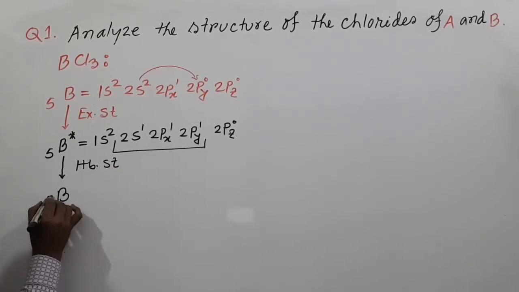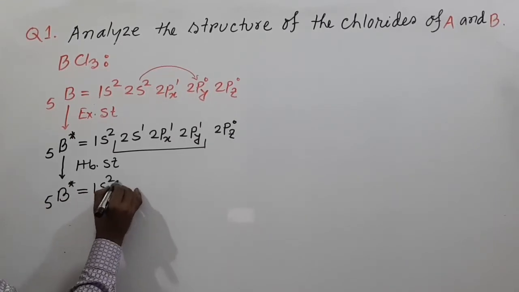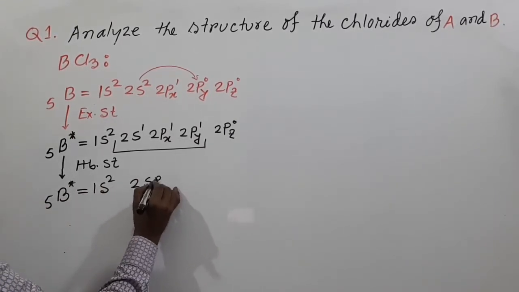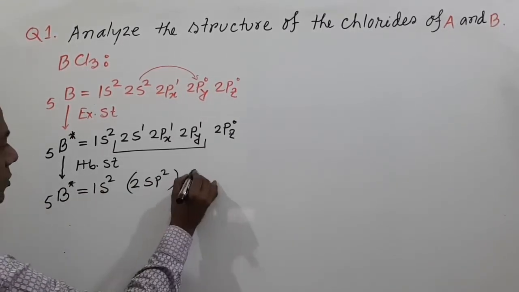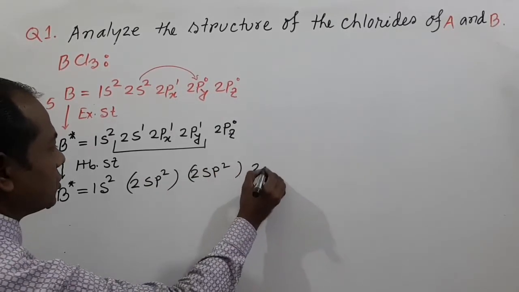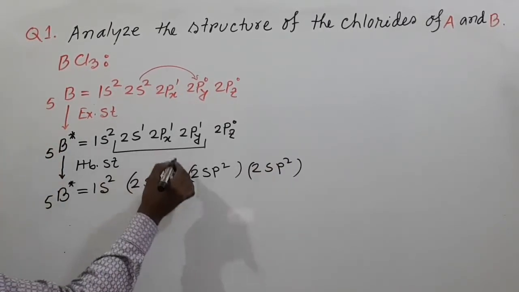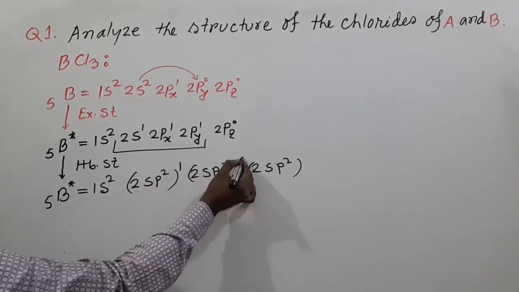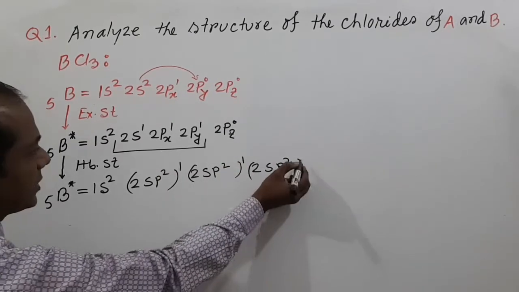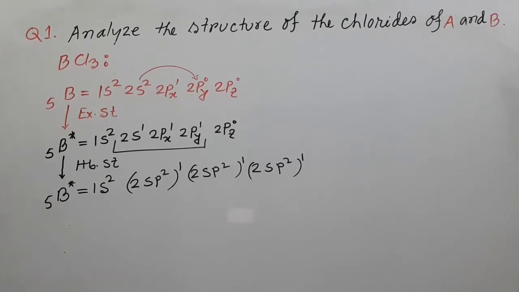Boron 5: 1s2, 2sp2, 2sp2, 2sp2. My dear students, here one electron is present in each sp2, and that's why we write here 1, 1 and 1, my dear students.